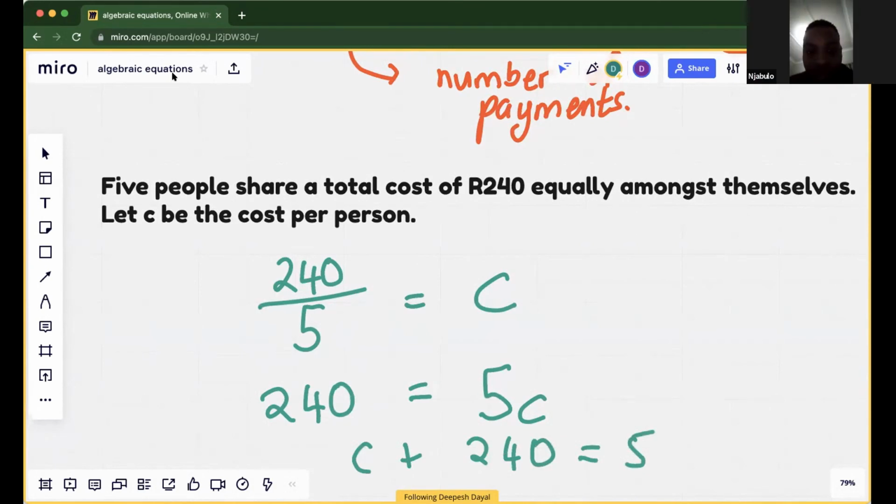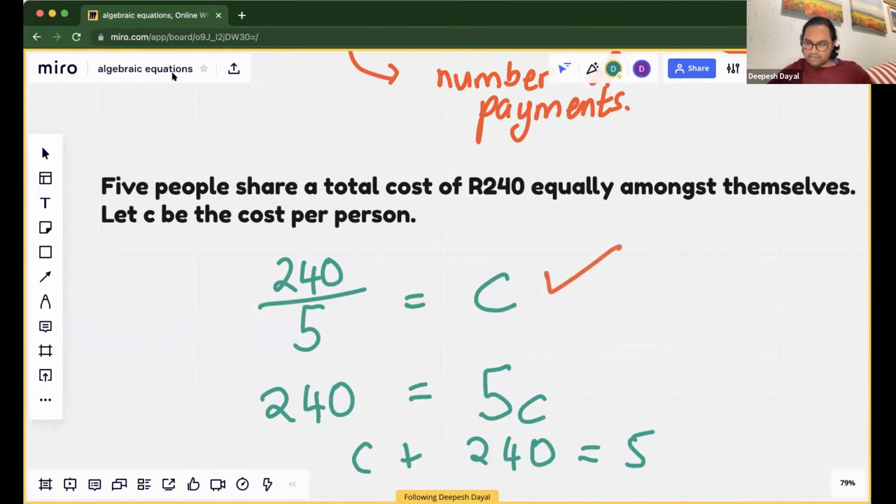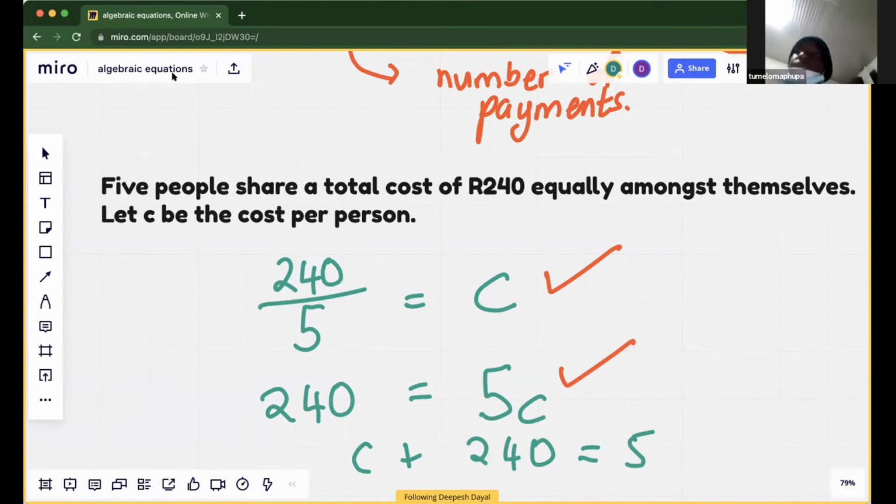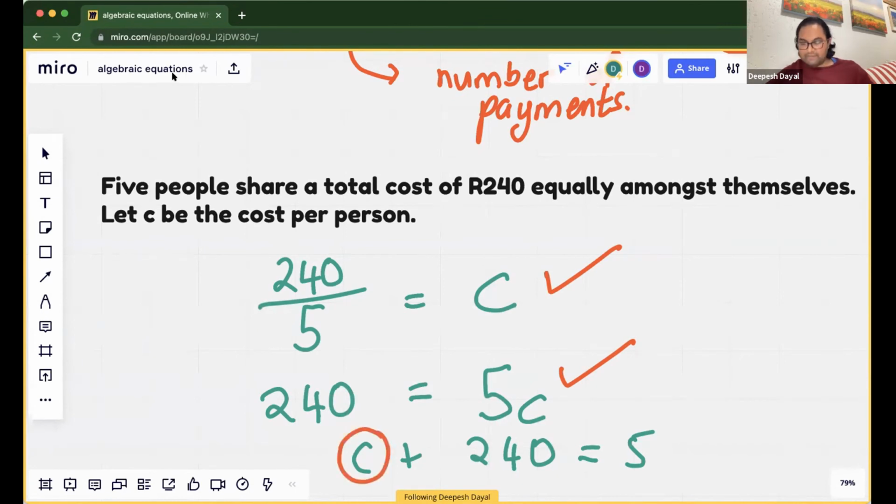Okay, so let's see. The first one, 240 divided by 5 is C, that is correct, because 240 divided by 5 people will give us how much each person has to pay. 240 equals 5C, so 5 people times how much each has to pay will give you the total, which is 240. But C plus 240 doesn't make sense because C is the number of people, right? So it has to be divide.